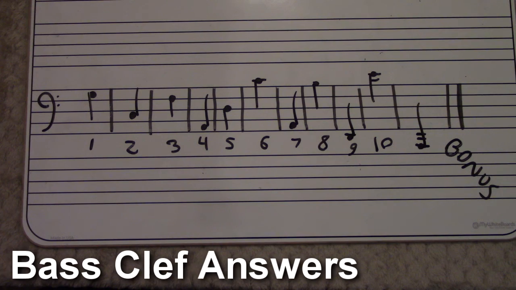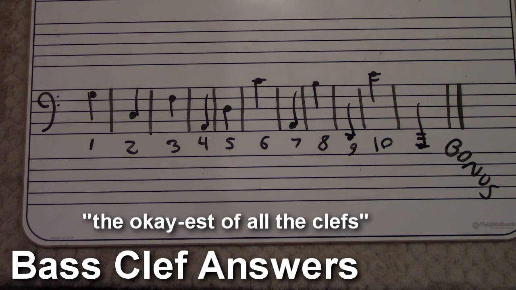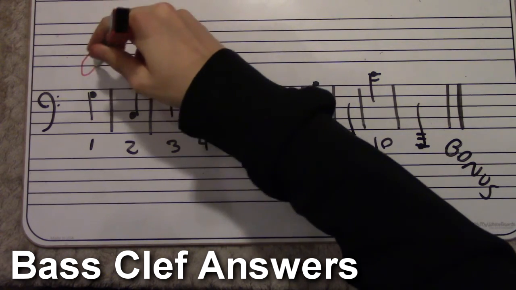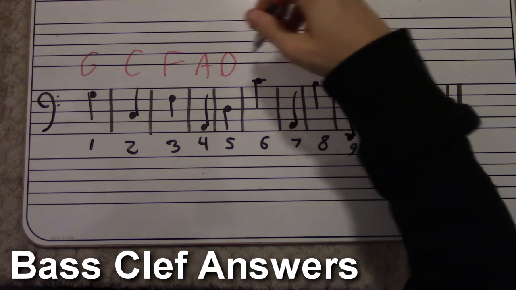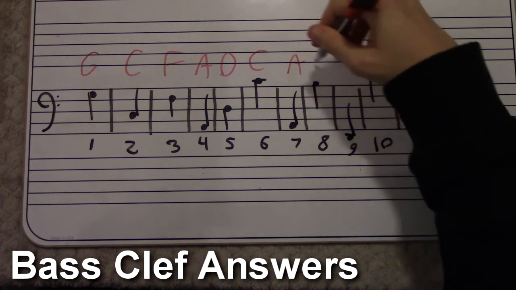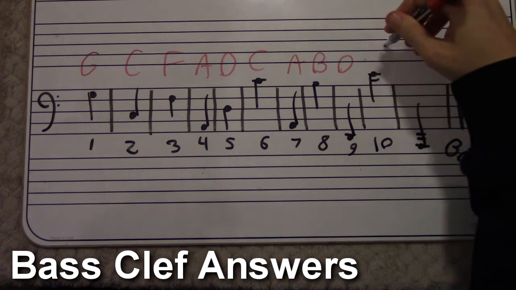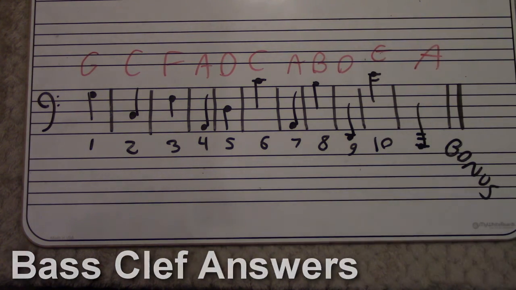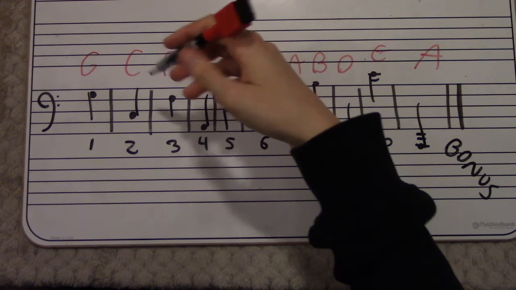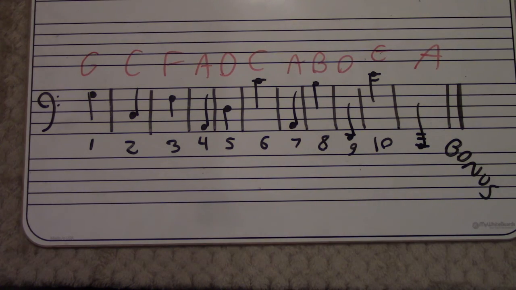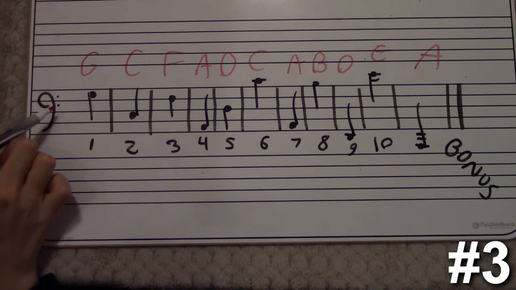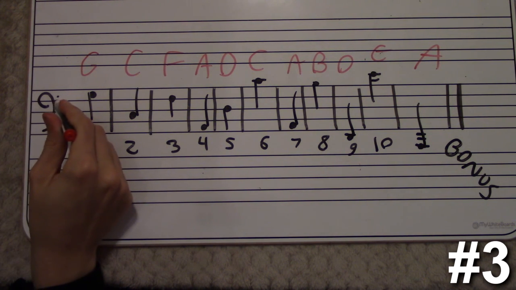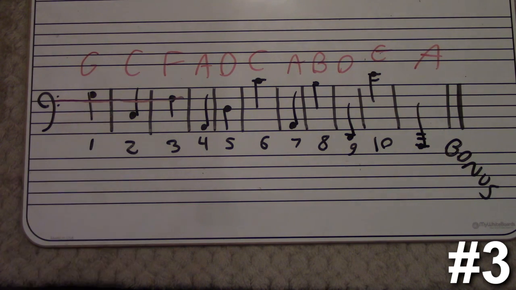Now to bass clef, the okayest of all the clefs. Our answers in order are G, C, F, A, D, C, A, B, D, E, and then our bonus is A. So the way I started the other two answers was by finding the notes that the clef is named after. So bass clef is also called F clef, and we can find the F by tracing the line between these two dots, and we found it.